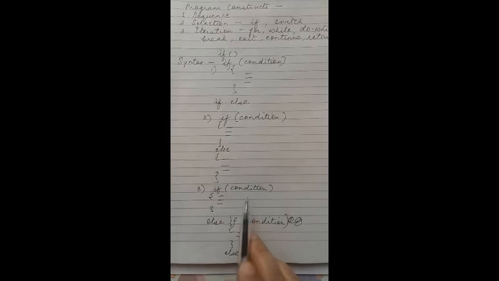If the first condition is true, then these are executed. Else if the second condition is true, condition 2, this is condition 1, then these statements are executed. Else if both the conditions are false, then these statements are executed. This is how the if else if ladder works.